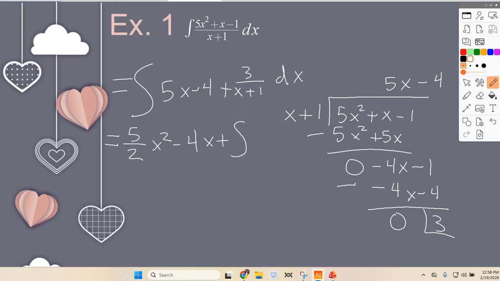Yeah, we are going to have to do a u sub. So what would our u be? x plus 1. Whatever's on the bottom. Which is nice, because notice then our du is just dx. So we just end up with a 3 divided by u du.